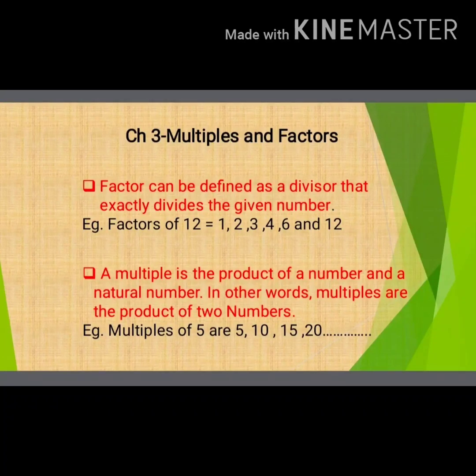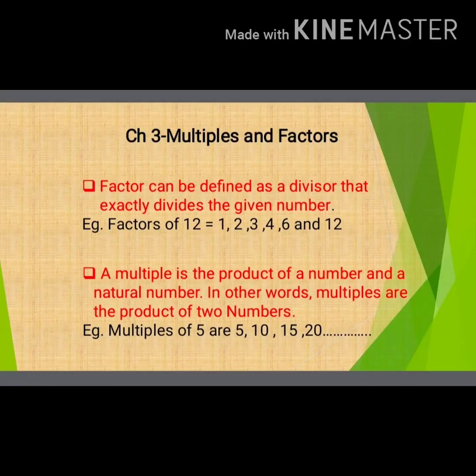If I take 6, I get 6 twos are 12. Here again I do not get any remainder, but I get it as 0. So these numbers which divide 12 completely without leaving any remainder, these are known as factors of that given number. Now let us see what are multiples. A multiple is the product of a number and a natural number.